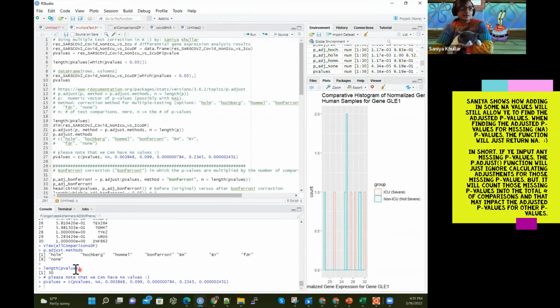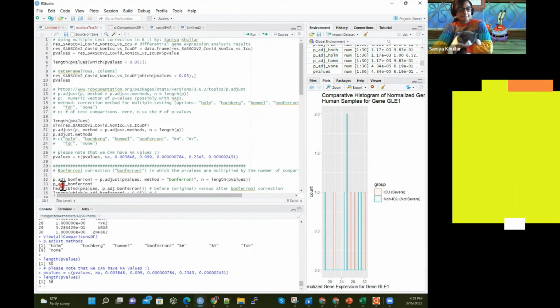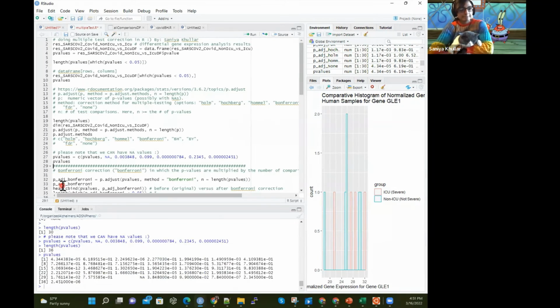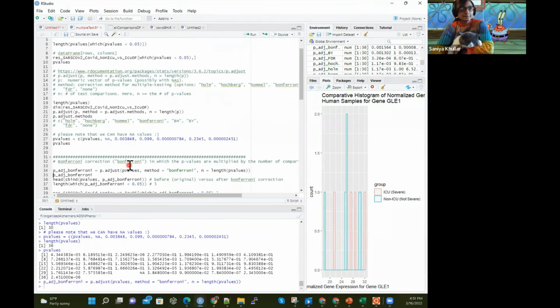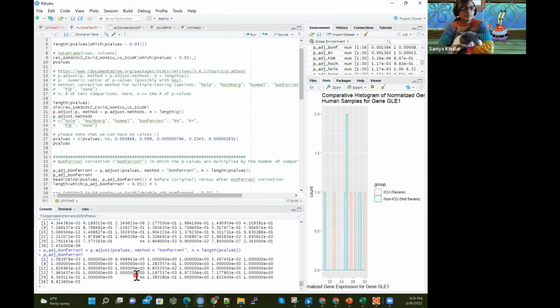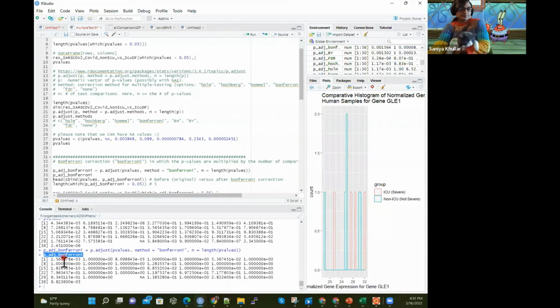So now if I call length of p-values again, I'm going to expect a higher number, like 36. So if I see this p-values right here, there is this NA here, not applicable. And it needs to be numeric. Like this would work here. Even with this NA, it would just ignore it. And it's just going to have p-adjusted Bonferroni.